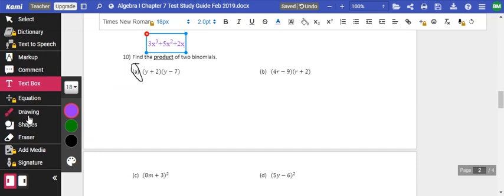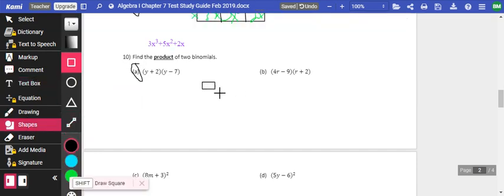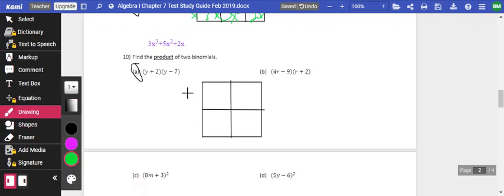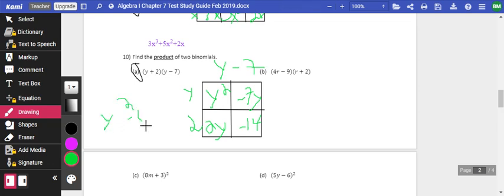The next one we're going to use a Punnett square to do. Again, I like to draw out my square, draw in my lines. I know this is kind of fast. You can rewind it if it's too much, but this is all stuff we've done before. So we've got y and 2, y and negative 7. y times y is y squared, y times negative 7 is negative 7y, y times 2 is 2y, 2 times negative 7 is negative 14. So we end up with y squared minus 5y minus 14. That right there is our final answer.